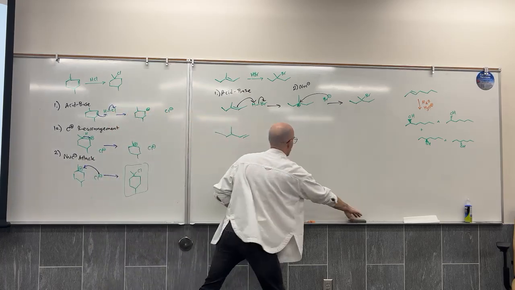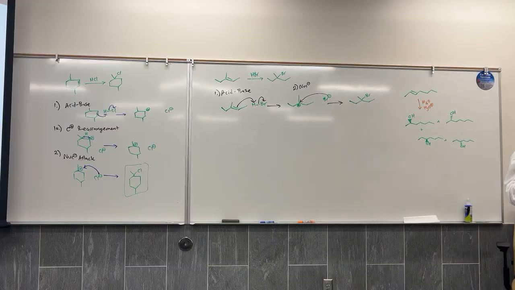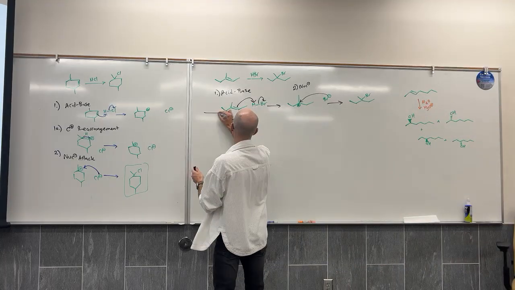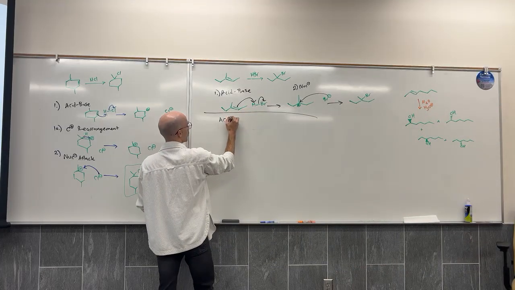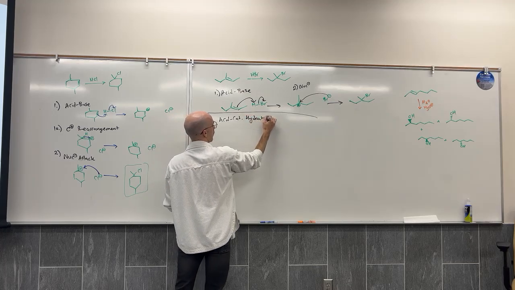Good. Okay, our next mechanism is almost exactly the same thing we just did for HX addition. But now we're using water instead of a halogen. And we have an extra step at the end. We have to do an additional acid-base step. So we've just finished HX addition. Now we're doing acid-catalyzed hydration. And this is the deal.